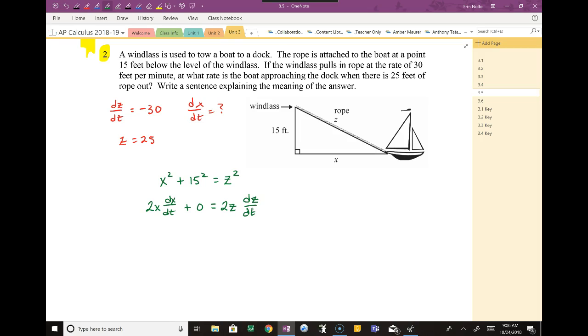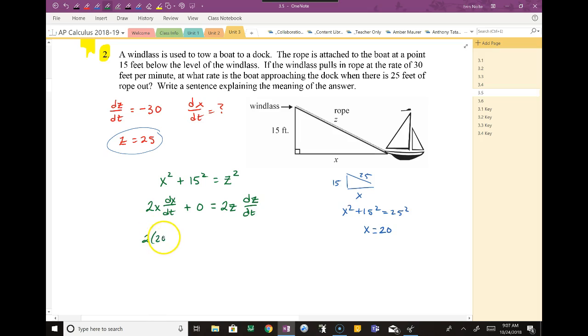I'm missing an x. So I'm going to have to do a little bit of sidestepping here to find the value of x. Remember that the instantaneous length of the rope is 25. So I can find the instantaneous x value when the rope is 25 by doing a quick Pythagorean theorem. If I do x squared plus 15 squared equals 25 squared, can somebody tell me what my x value would be? 20. Nice.